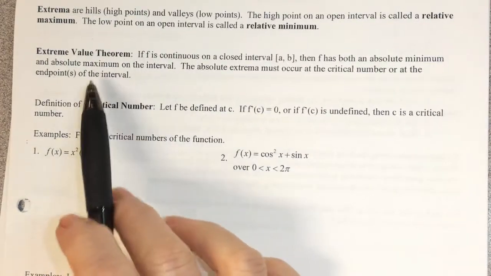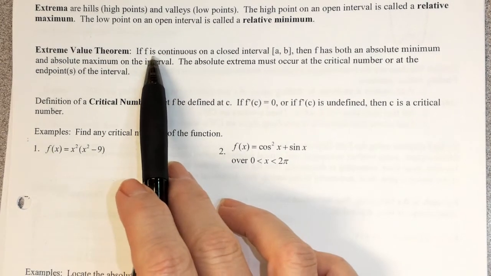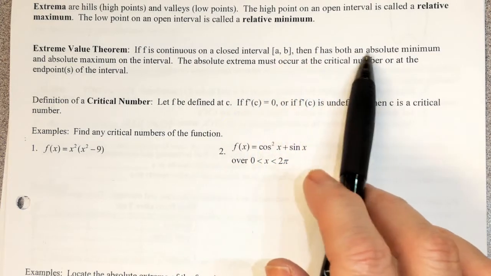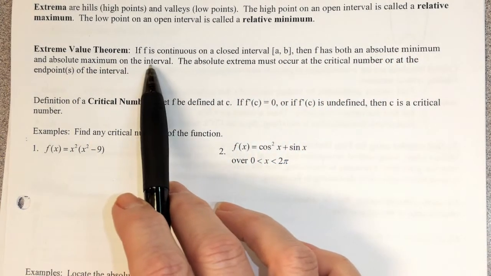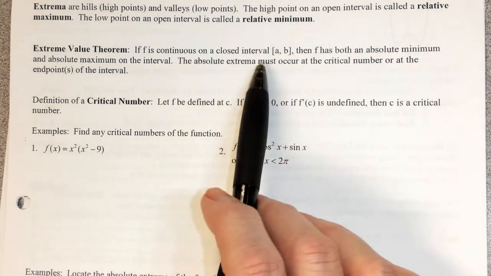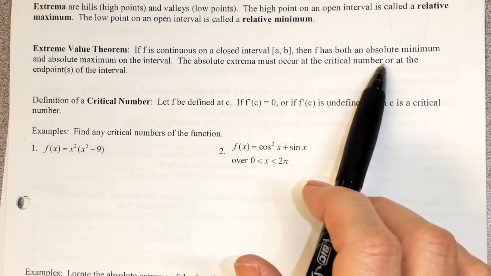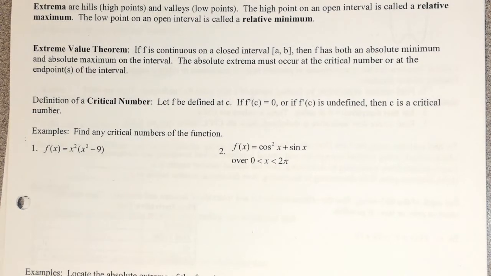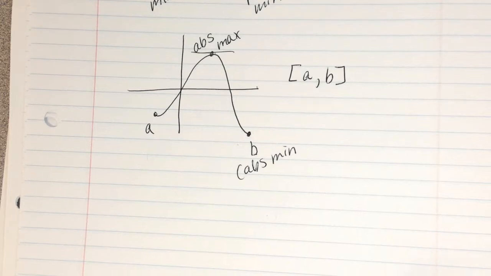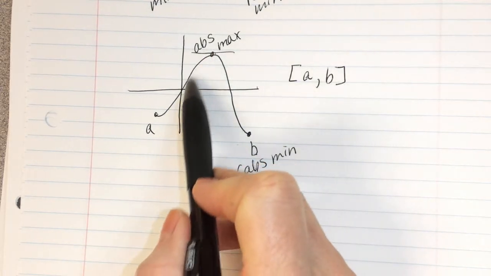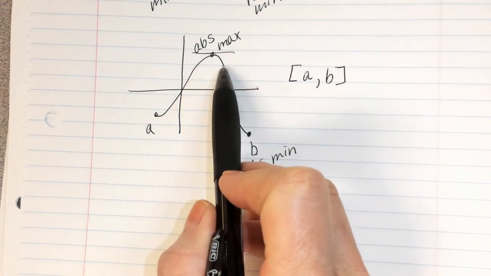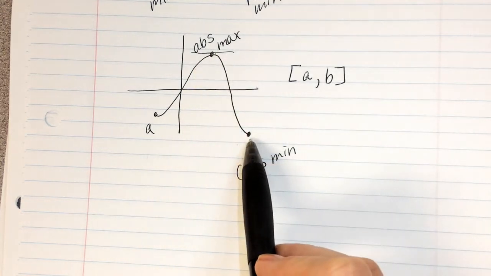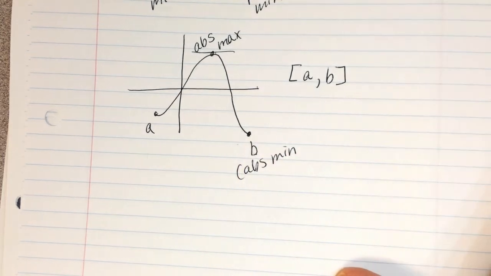Extreme value theorem. Look at the difference. If a function is continuous on a closed interval from A to B, then f has both an absolute minimum and an absolute maximum on the interval. The absolute extrema must occur at the critical number or at the endpoint of the interval. That's what I was saying back here. This is an absolute max. It occurred at the critical number. The critical number is where the slope is 0. This is an absolute minimum. It occurred where we have an endpoint. So it has to be one of those two.